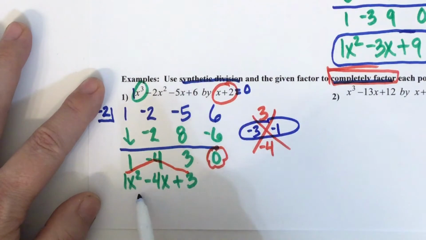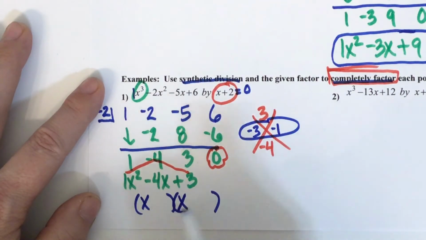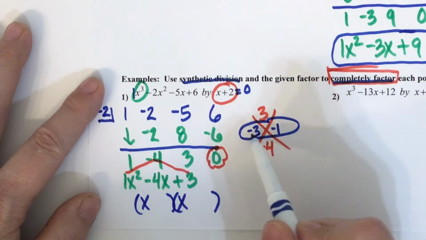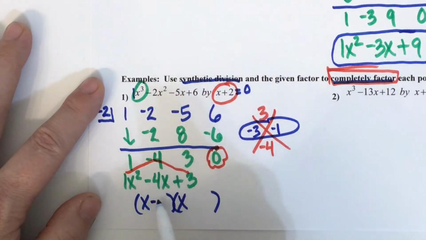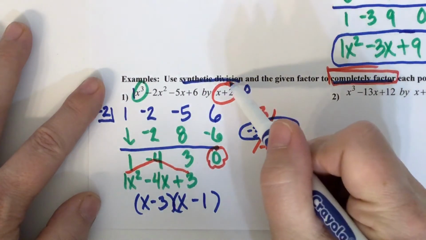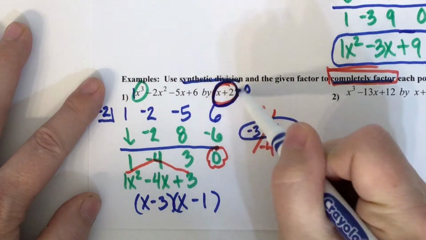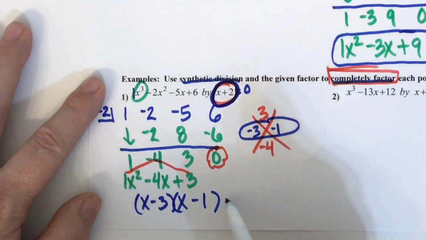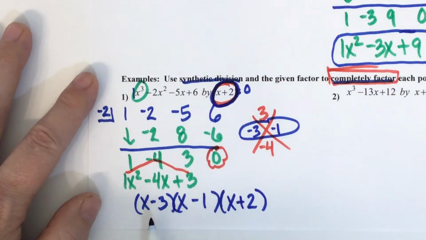Okay, because it's the easy one, I get to go straight to the parentheses, write down the letter I'm working with, and write down the numbers I found. -3, -1. And then the thing I divided by is also a factor, so I'm going to bring down my x plus 2. So now I have completely factored this problem.